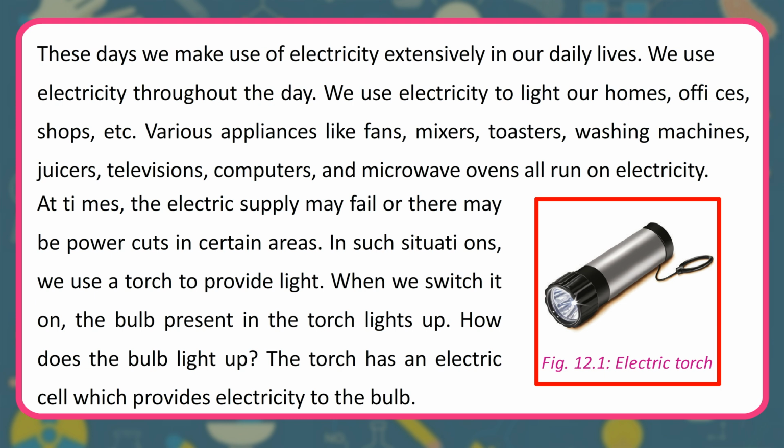At times, the electric supply may fail or there may be power cuts in certain areas. In such situations, we use a torch to provide light. When we switch it on, the bulb present in the torch lights up. How does the bulb light up? The torch has an electric cell which provides electricity to the bulb.